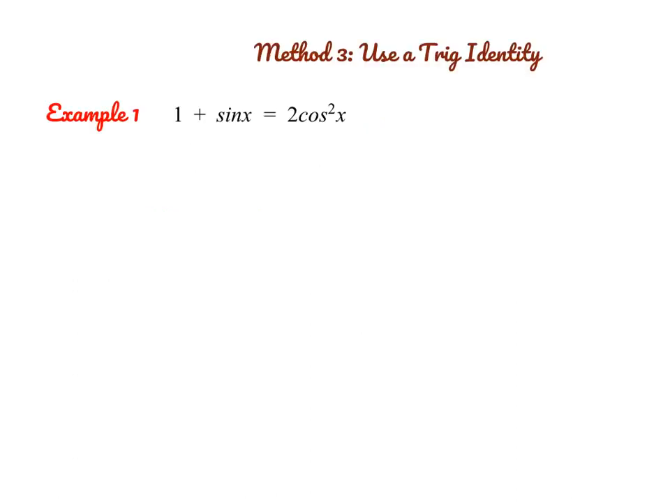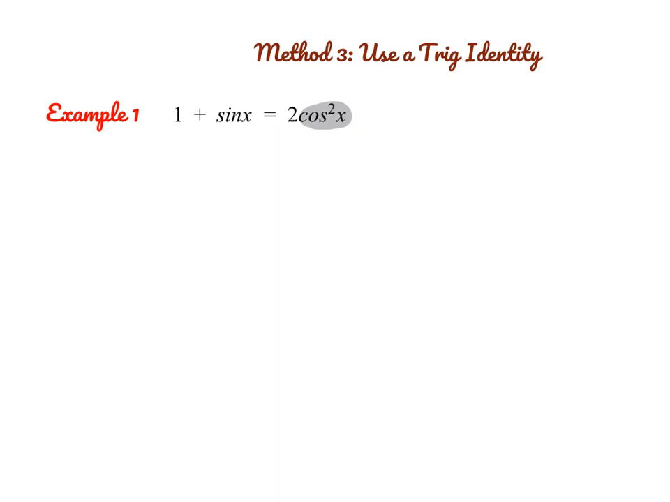So method 3, again, and it just depends on the type of problem you're given, is to use a trig identity to help you rewrite the equation in a more useful way. So if you look at this problem, we have 1 plus sine of x equals 2 cosine squared of x. Anytime you have two different trigonometric functions, you may want to ask yourself, is there a way that I can rewrite one of them in terms of the other? And we know that there is a way to rewrite cosine squared in terms of sine.